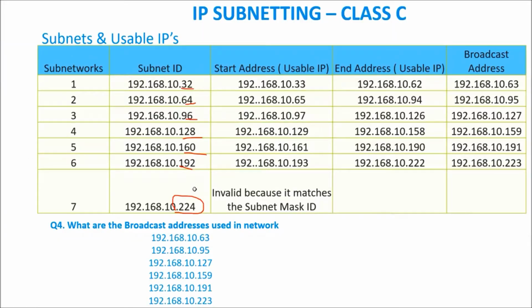So let's go back to the table again. What are the broadcast address? So each network has a broadcast address. The question may be like, what is the broadcast address of fourth subnet? So you have fourth subnet here and broadcast address here. Without broadcast address, nobody can function in the network.